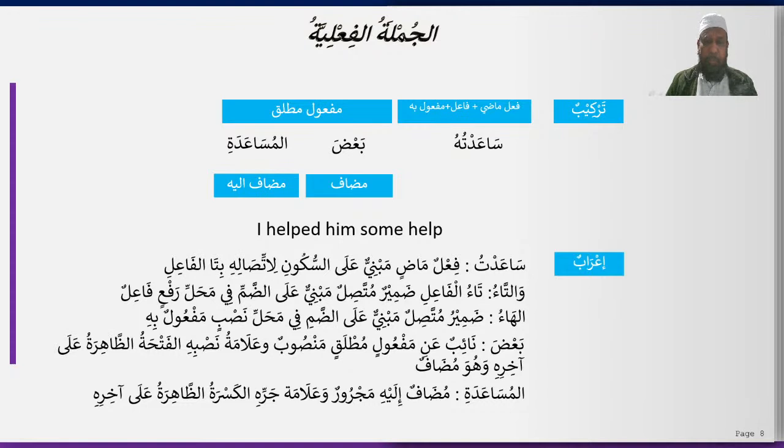So do you understand? We just look at the word after the word بعض. If it is the masdar of the same fi'l, بعض becomes نائب عن مفعول مطلق.